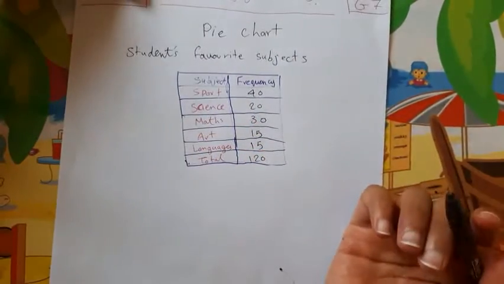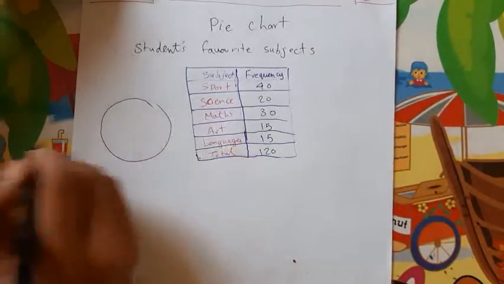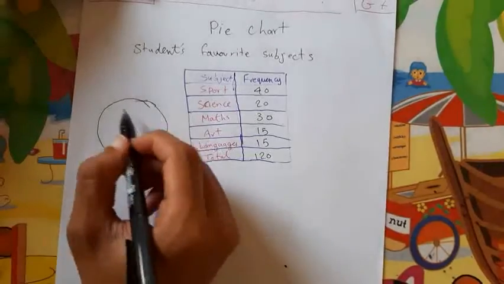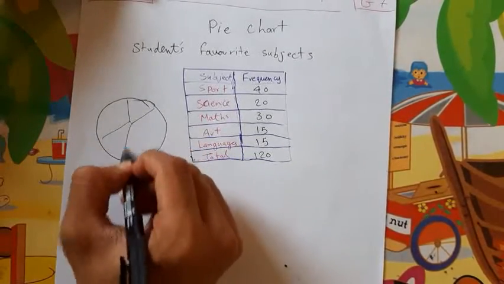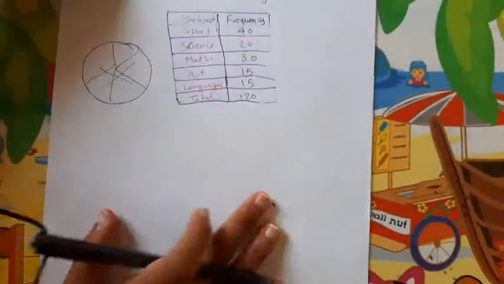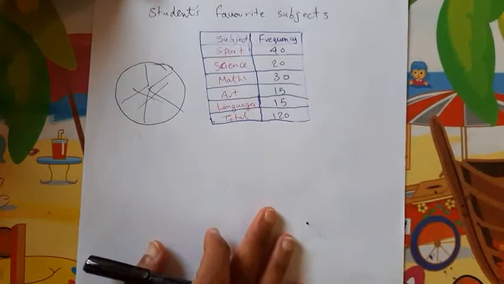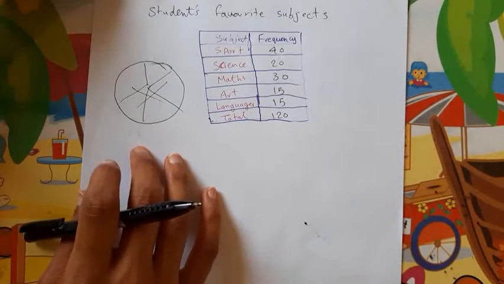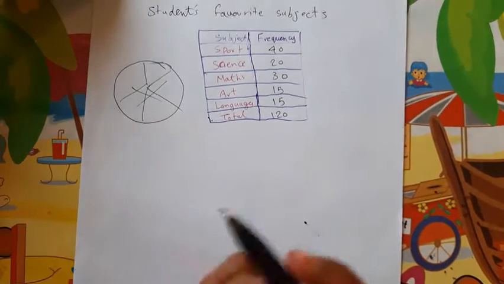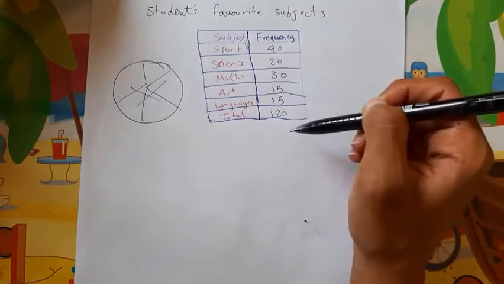So what is the pie chart? The pie chart is like a pie, you know the pie, okay? It's like a circle which has sections or slices in it. Okay, forget about this, I just wanted to show you what a pie chart is. But before we start drawing the pie chart, we need to represent these numbers as fractions.